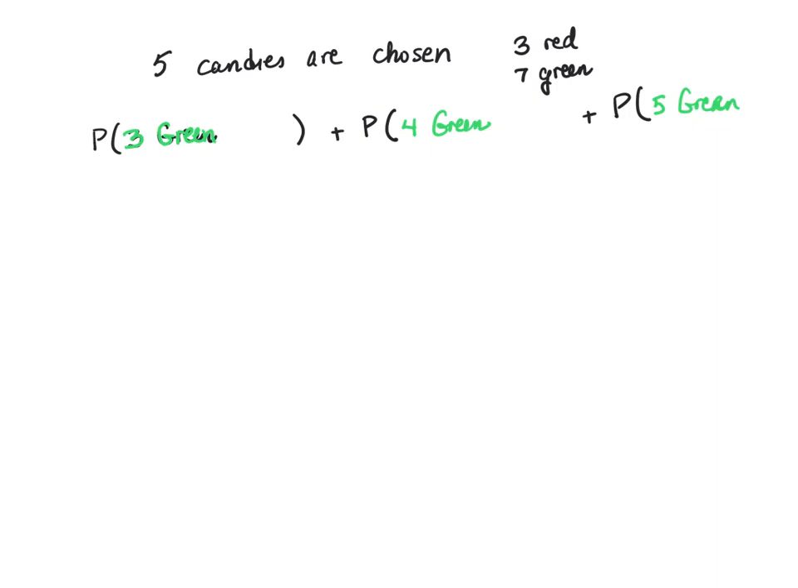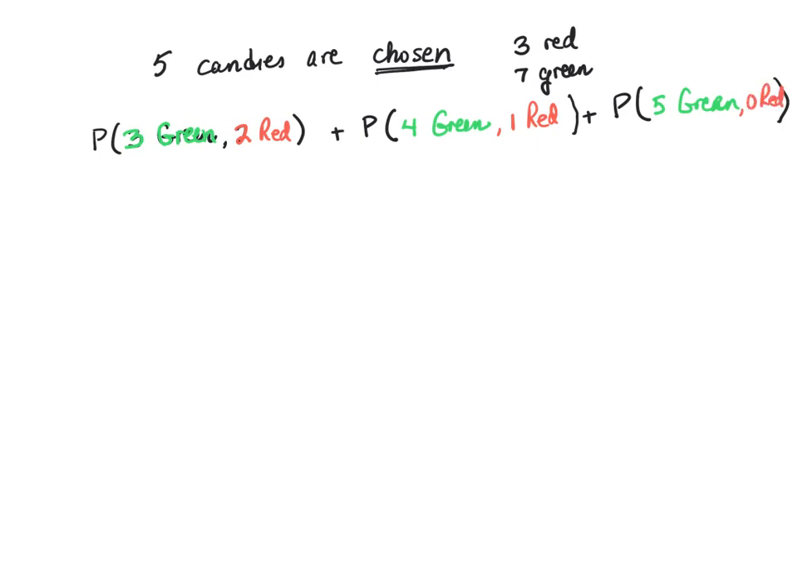Okay, so I wrote out the probabilities here, but when we consider this as a combination, we have to consider how many green and how many reds we have, since we're picking 5 candies. So if we pick 3 green, then that means we're picking 2 red. Let me have fun with my markers here. And if we pick 4 green, we're going to pick 1 red. And if we pick 5 green, we're going to pick 0 red.